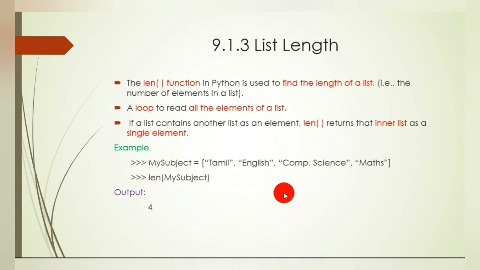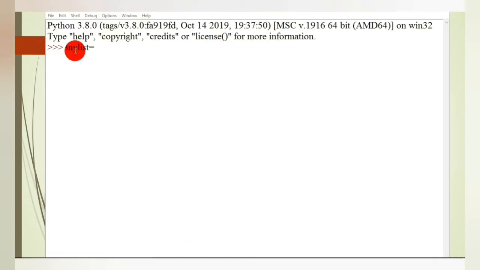Now you can see one more example. In that example we add a sublist, that is an inner list. Here in the definition it is given that an inner list is considered as a single element. So now I will create a list, my_list equals, and within square brackets I give the list elements: 1, 2, 3, 4, 5. Within this I create one more sublist: 3, 4, 5. I close this one and then close the main list also.